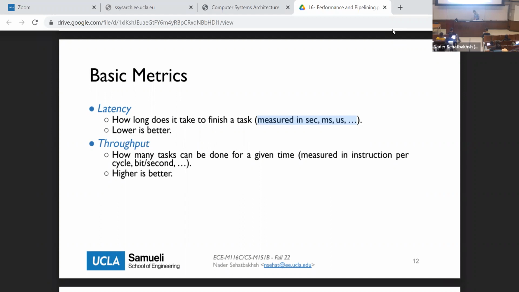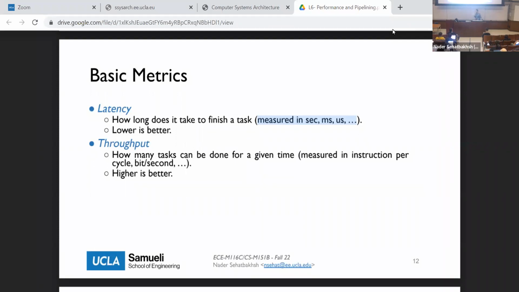A very similar metric to latency is throughput. And throughput is basically a rate measure. Basically, what it says is how many tasks can we do in a given time. So it's kind of like 1 over the latency in some sense. We're going to talk about that, but it's basically a rate at which we can complete tasks.